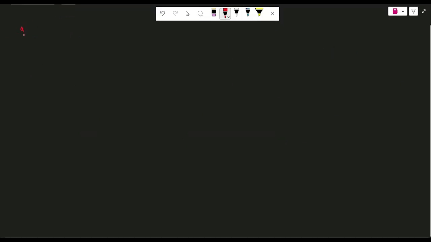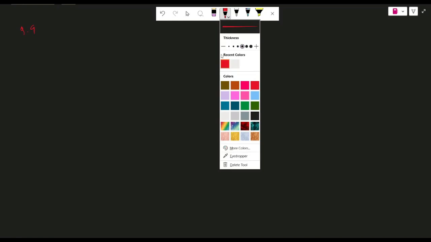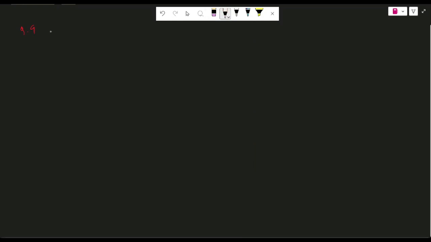Okay, next question number 4. Now the question is that suppose there are 3 numbers, a, b, c. Now you have to find out which one of them is the largest.